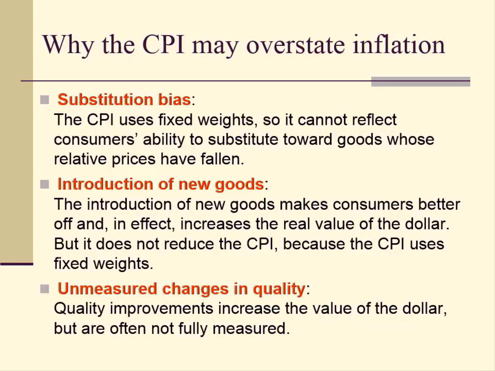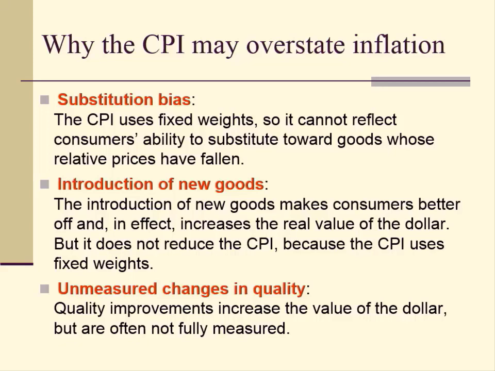Many economists believe that the CPI may overstate inflation, and there are three major biases. One, substitution bias. The CPI uses fixed weights, so it cannot reflect consumers' ability to substitute toward goods whose relative prices have fallen. Therefore, the true cost of living may increase less rapidly in that case. So that's one source of bias.